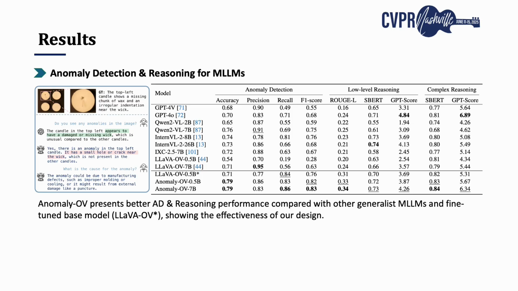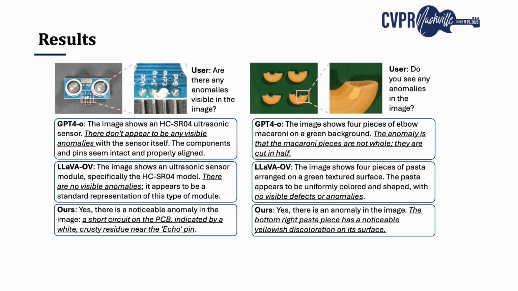Also, on our established benchmark, VISA-DR, our full model, Anomaly OV presents better anomaly detection and reasoning performance compared with other generalist multimodal LLMs and the fine-tuned base model, showing the effectiveness of our design. As the pasta example shows, sometimes GPT can detect the anomaly but cannot give a correct reason, indicating a gap in fully understanding the visual anomalies. Instead, our method successfully locates the anomalous areas and presents a precise description of the anomalies. For more examples in other domains, such as 3D and medical, please refer to our main paper and the supplementary material.